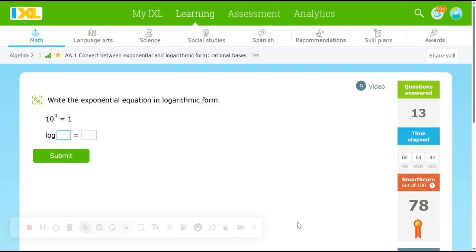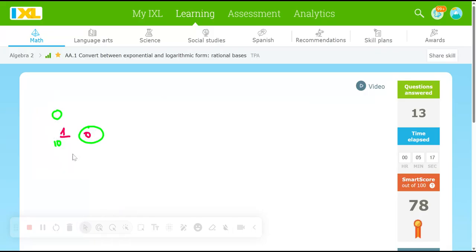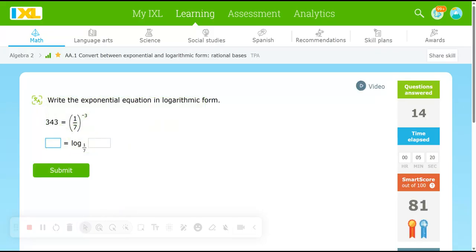Now take a look. You got 2 empty boxes. Again, the missing base has to be number 10. Remember, the power of your exponential has to be the answer to the log. So therefore, the 0 had to be here, and then the leftover had to be number 1. So I put number 1 right here, and then 0 is right here. Okay, submit. Here we go.